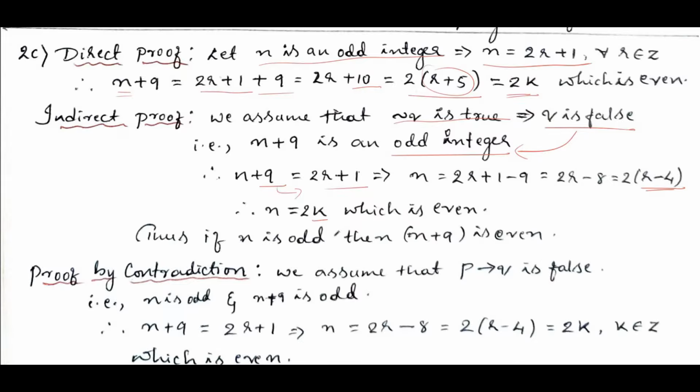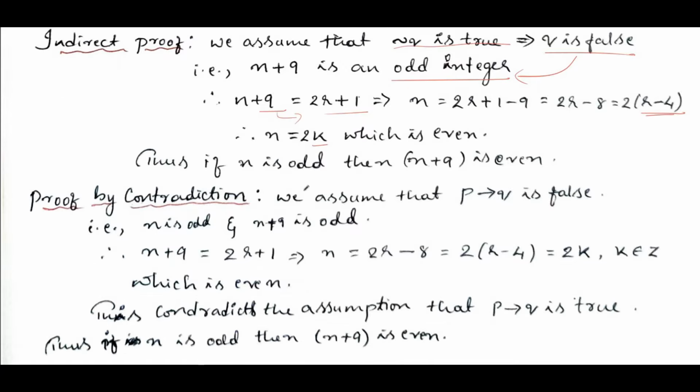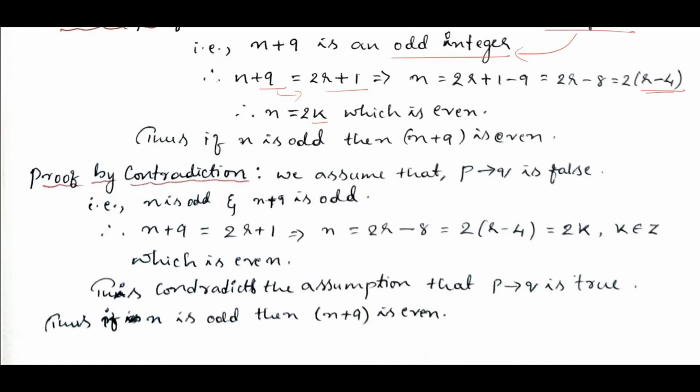Coming to proof by contradiction, the last part of this, we are going to assume that P implies Q is false. That is the way of proving by contradiction. When it is false, you know that P is true and Q is false. For that reason, n I have retained as it is. N is odd, and the false statement of Q, you know, is n plus 9 is odd. That is what I have written. So n is odd and n plus 9 is odd.